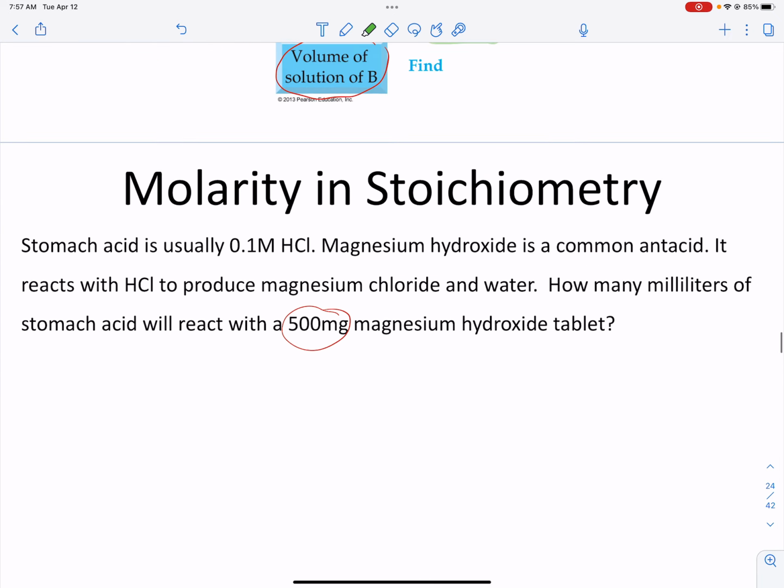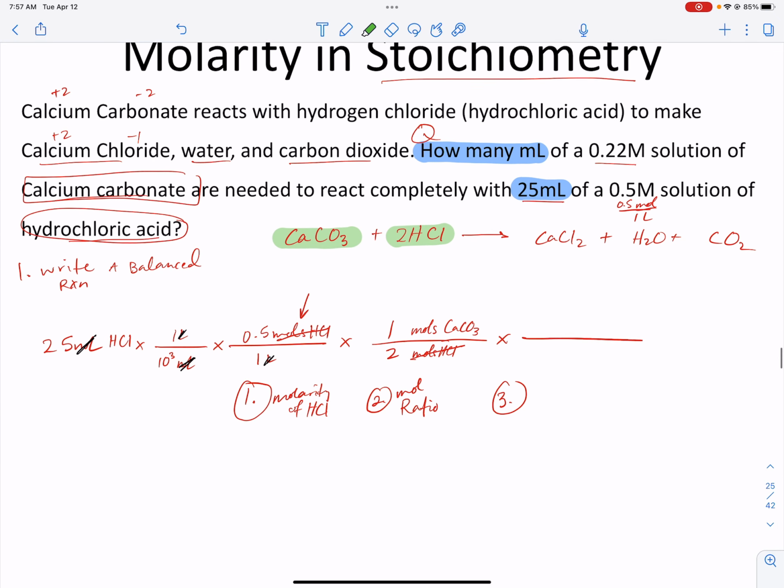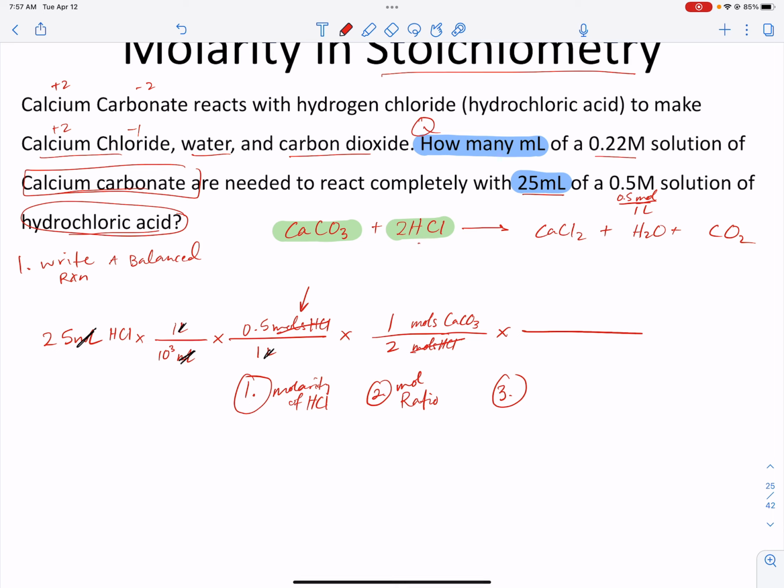But what would be the next substance? What are we trying to find? We're going from HCl to calcium carbonate. That's what we want to know, how many milliliters of calcium carbonate. So I'm going to plug in the molarity of CaCO3. Do we have that? Can you find that number in the problem? It's the one number we haven't used yet, which is this right here.